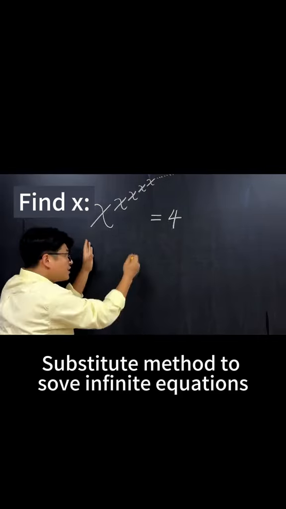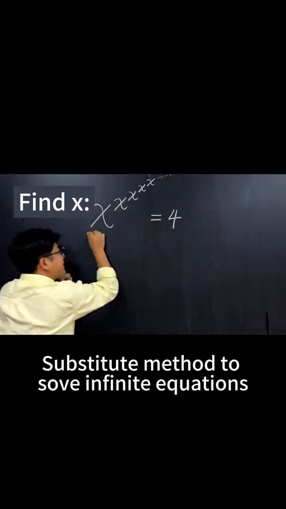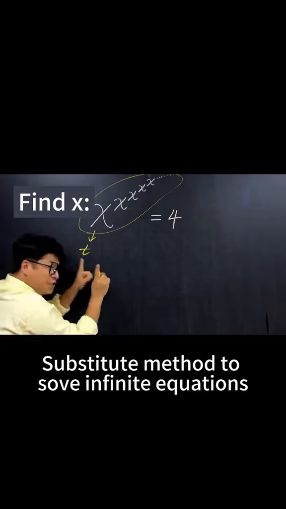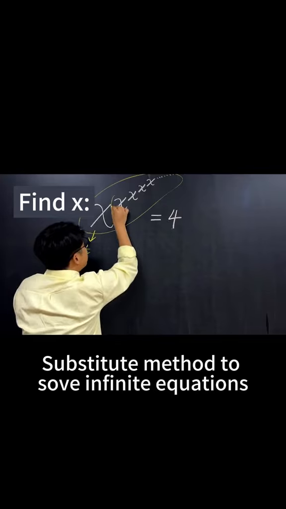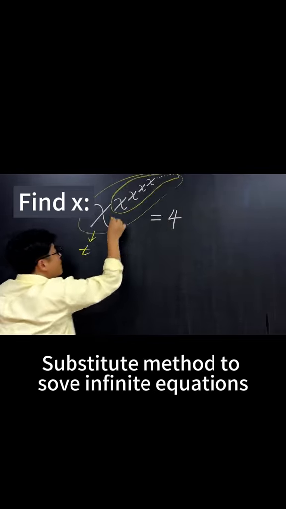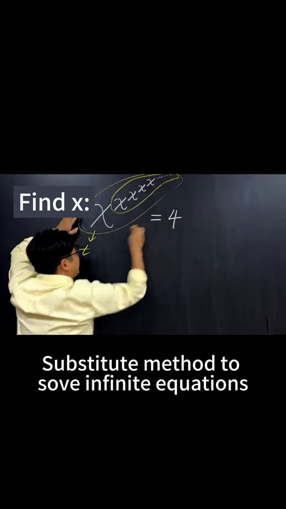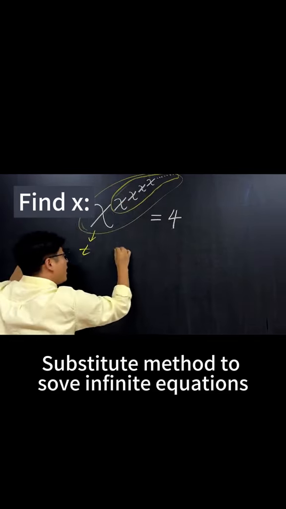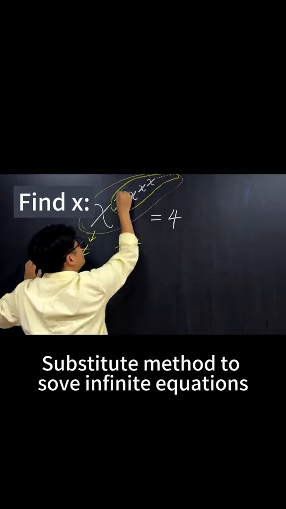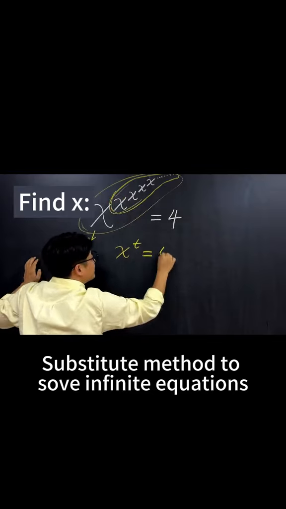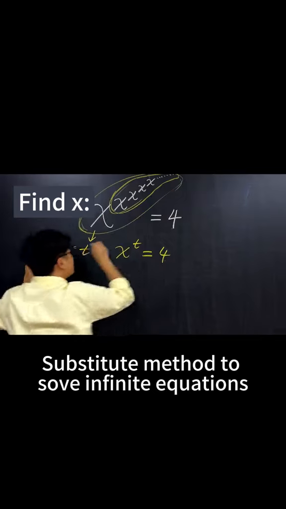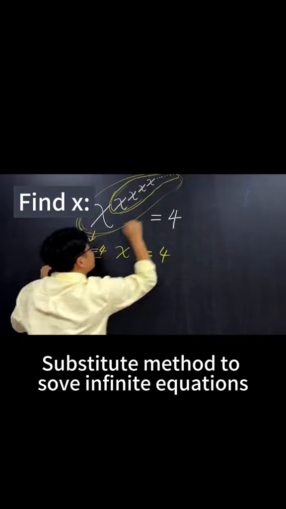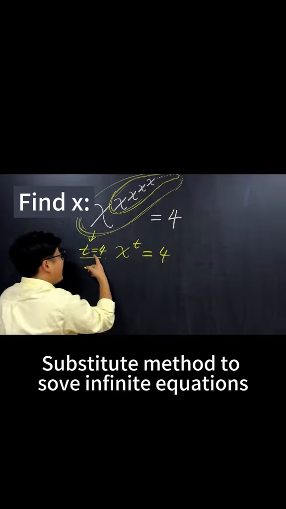When you encounter a problem like this, it's called an infinite nesting problem or an infinite recursion problem. So how do you solve this kind of problem? The first step is to set the whole thing equal to t. Then, do you notice something? From here upward, isn't it also equal to t? It's equal to itself. That is, x to the power of t, this whole chunk is also equal to 4. And this whole chunk, didn't you just set it equal to t? So t equals 4, right? Isn't that the logic? This whole chunk is t and t equals 4, right?